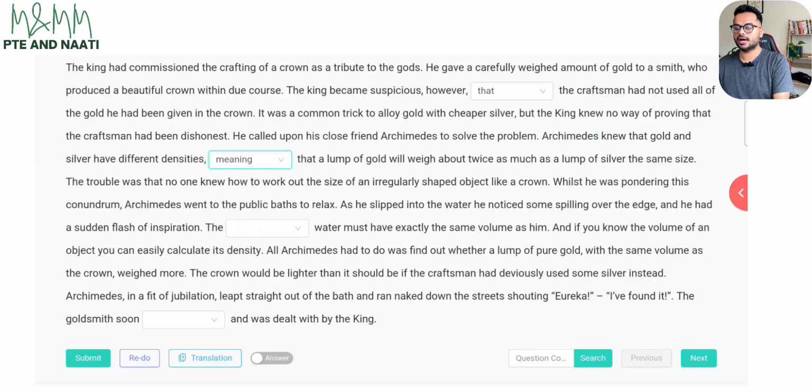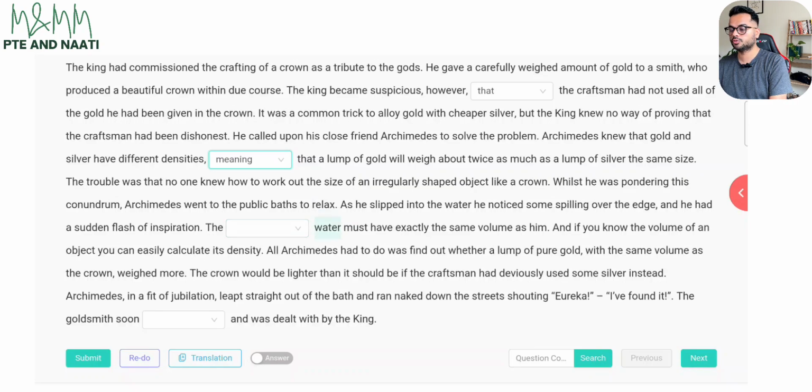So if you read it out, Archimedes knew that gold and silver have different densities, meaning that a lump of gold will weigh about twice as much as a lump of silver the same size. Let's look at the next one. The dash water must have exactly the same volume as him.